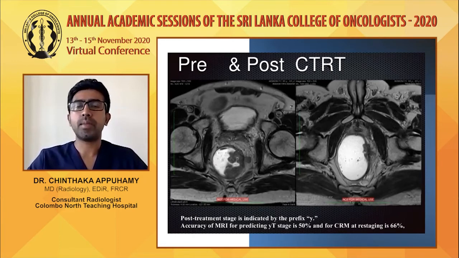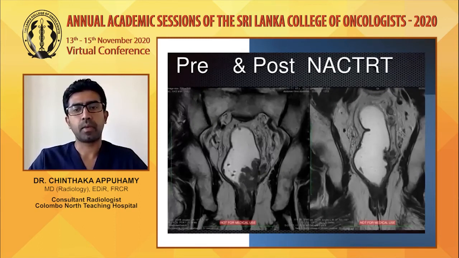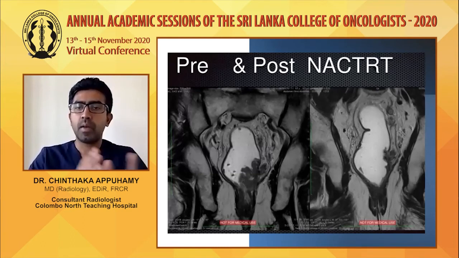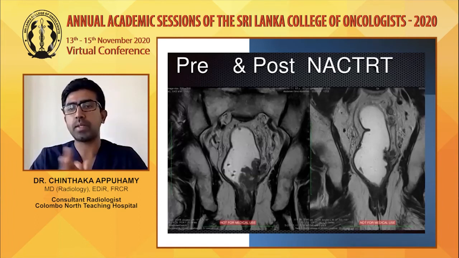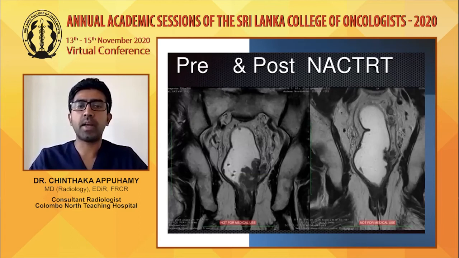Again, T2-weighted imaging and contrast is vital to differentiate fibrotic changes from residual tumor. In the same patient, the coronal images show a large polypoidal growth in pre-treatment versus neoadjuvant chemoradiation post-treatment images with clear shrinkage of the tumor in the left lateral wall.